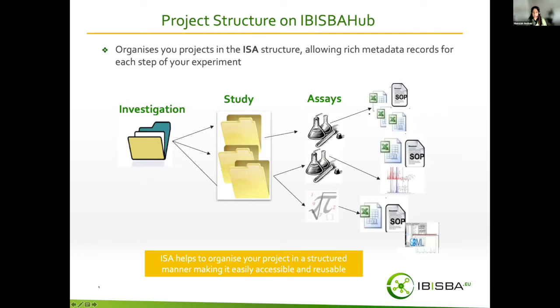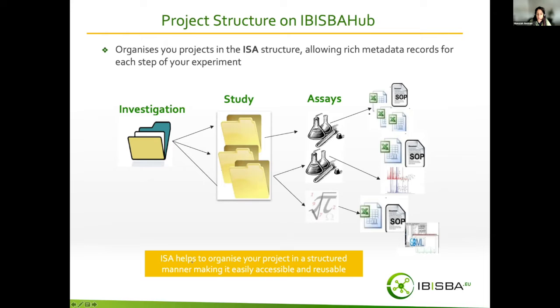Now, how does IBISBA Hub structure your project? What we follow is, in common parlance, called the investigation study assay structure. This helps you organize your project in the structure of an investigation, which is the main title or hypothesis that you're following with your investigation. There are sub-studies or sub-experiments, sub-hypotheses that you will do to carry out your investigation. And then assays will be related to each of these studies. These assays are actually the experiments that you will carry out to get the final results.